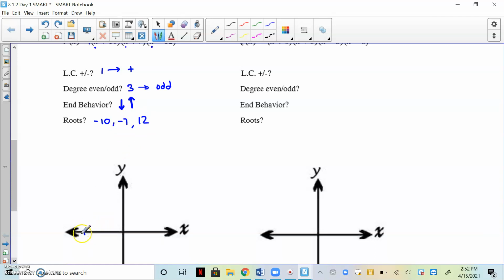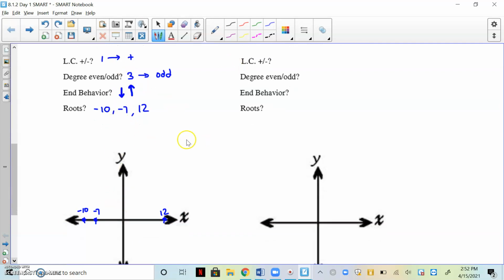Now that we have those, we can label them on our x-axis here. So we'll put a negative 10 there, we could put negative 7 here, and we could put 12 all the way over here. So this is where I will cross the x-axis at these 3 points, and we're going to use our end behavior to help us figure out exactly how that should look.